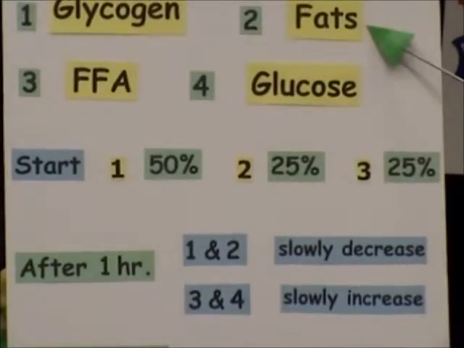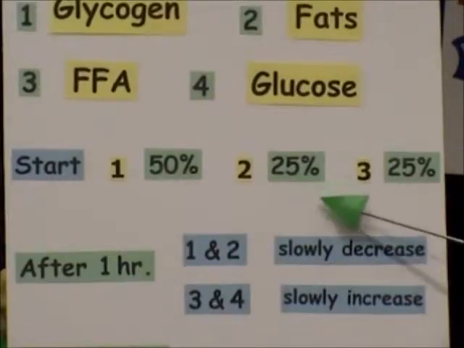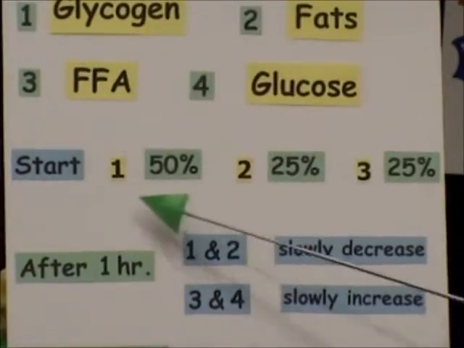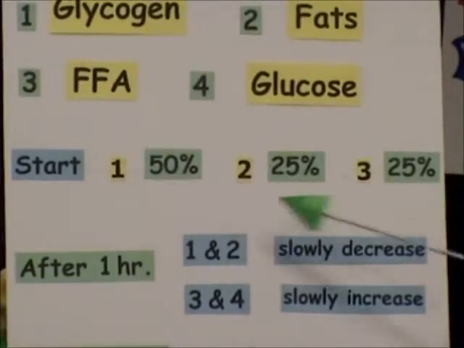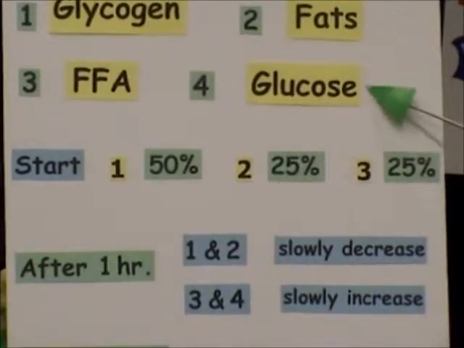25% will be coming from muscle fats, fats that are near the muscle. And then free fatty acids, about 25%. So 1, 2, and 3 when you start the exercise. So mostly muscle glycogen, muscle fats, and free fatty acids. So not much glucose going on at that time. Glucose will be for your brain.